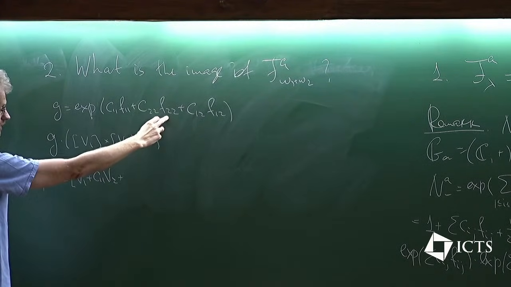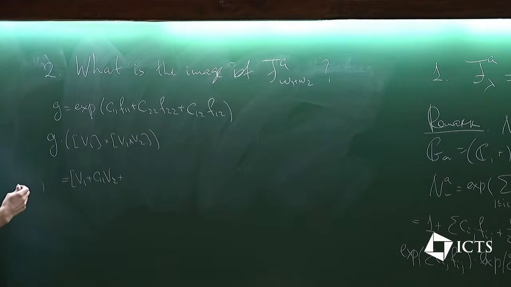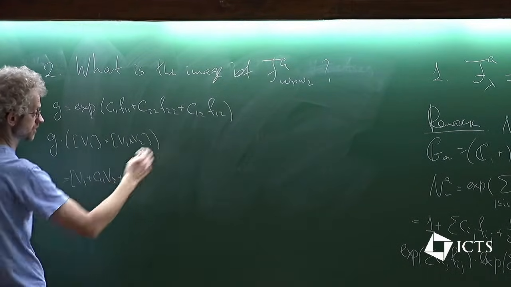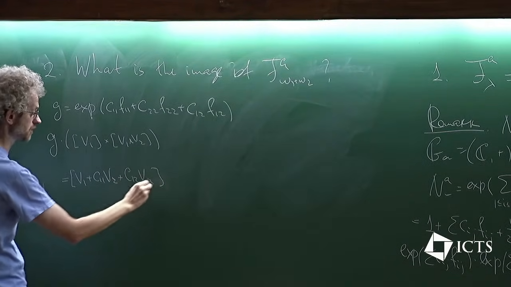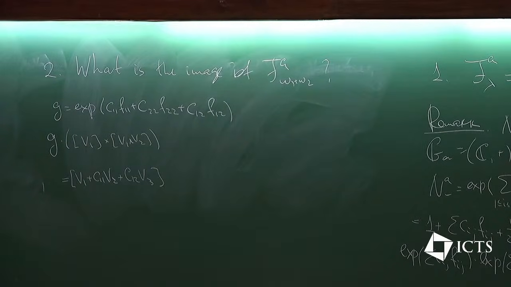This guy sends 2 to 3, so it doesn't do anything with V1. And this guy produces V3 from V1. So it's C12 V3. And the important thing is that this is the end of the computation, but this is not the end in the classical situation, right?